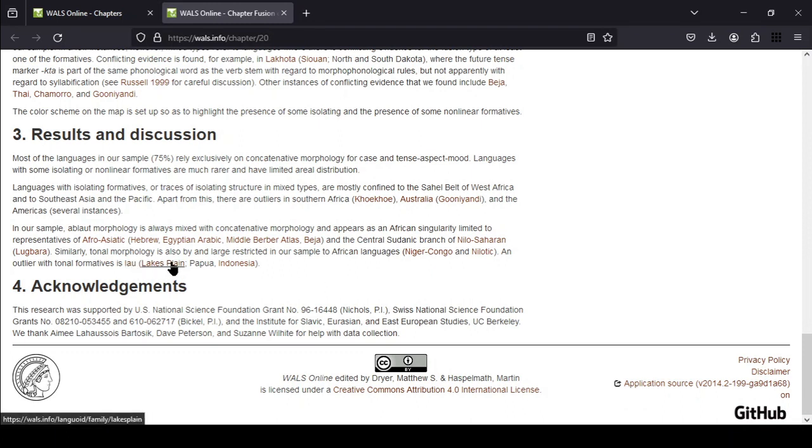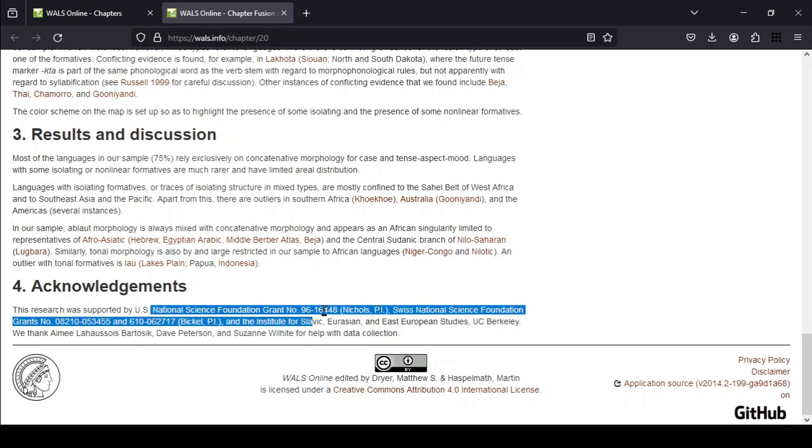I think. I don't really know how to read when there's a semicolon here. I don't understand that. Acknowledgements, we don't need to read that, but thank you to all these people who supported this research.